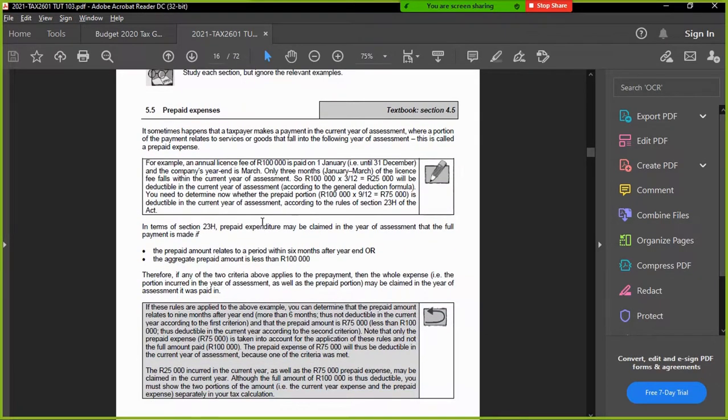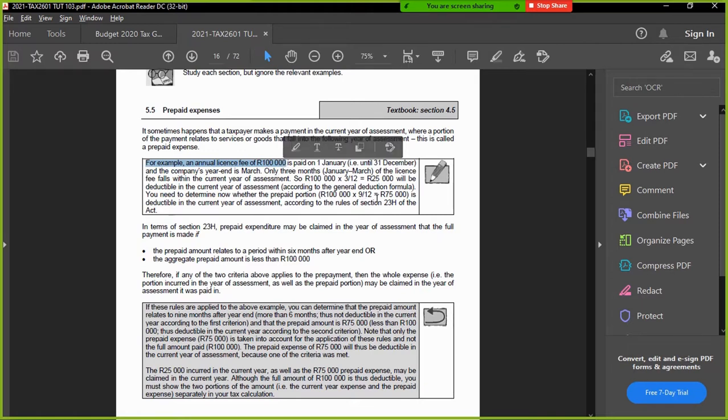Prepaid expenses, what we spoke about earlier. Remember the prepaid expenses was less than 6 months or less than 100,000. Remember that? Yes. In this example, I have an annual license fee of 100,000, paid on the 1st of January. The company's year end is March. So January, February, March, that's 3 months. Do you agree? Yes. So 3 months falls as part of that year. Then you'll have 3 times 100,000 divided by 12, which gives you 25,000. 25,000 will be deductible for the current year of assessment, obviously because that was during the current year. Does that make sense? Yes.